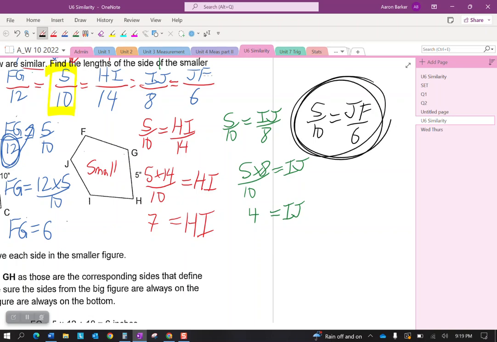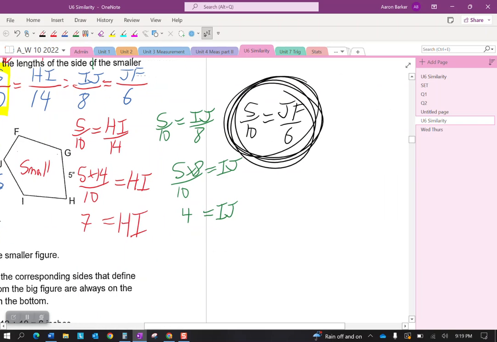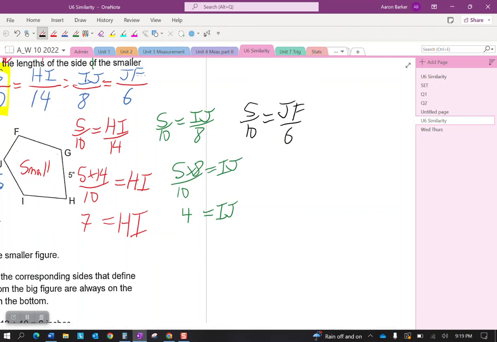Do this last one. Find how long is side JF. Make sure you're writing down your work. No work, just answers equals no marks. Final answer should be 3.